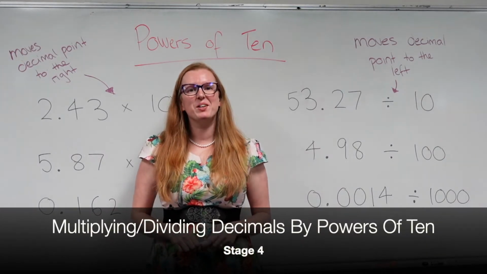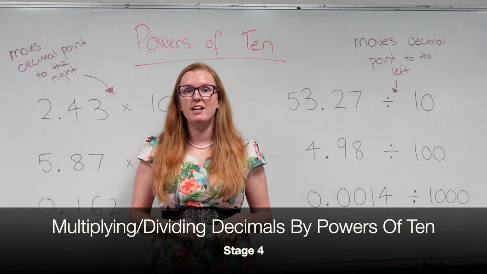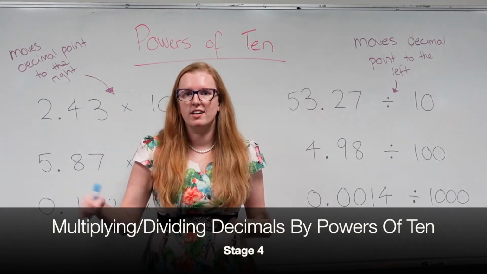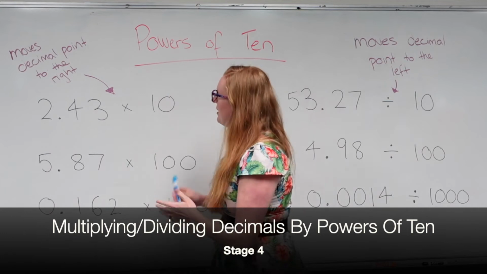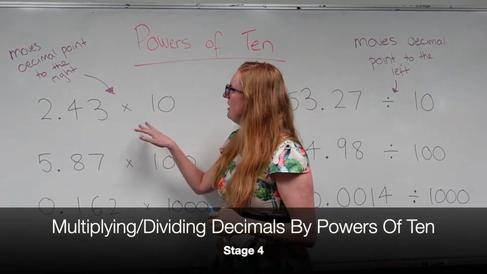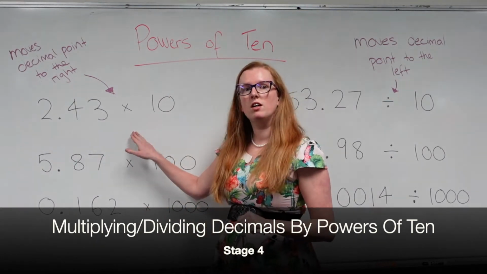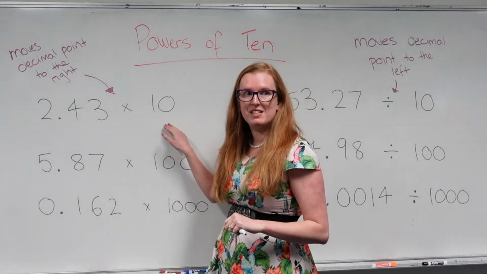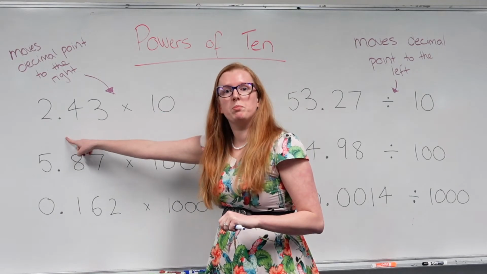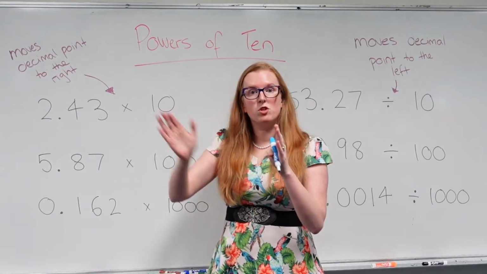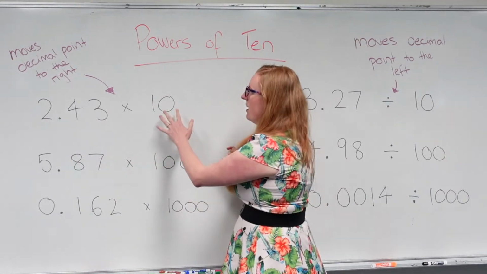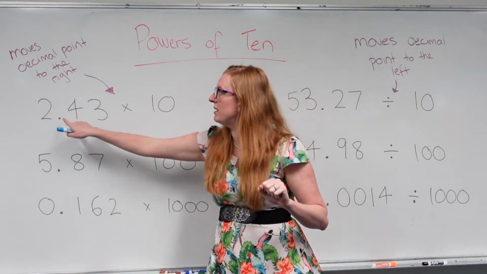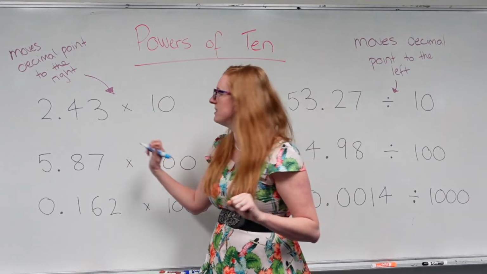Okay, today we are going to look at what happens when we multiply or divide by powers of 10. That being 10 or 100 or 1,000 or so on. Okay, so here we've got 2.43 times by 10. Now any time that we are multiplying by a power of 10, we're going to be moving our decimal place to the right. Okay, so the 10 has 1 0.